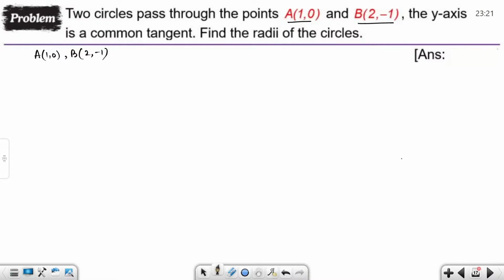Am I correct? So what is the circle? What is the equation of the circle where you have taken AB as the extremities of the diameter? What will be that equation of the circle? It will be, clear? So it's coming to x square minus 3x plus 2 plus y square plus y. So this is my circle.